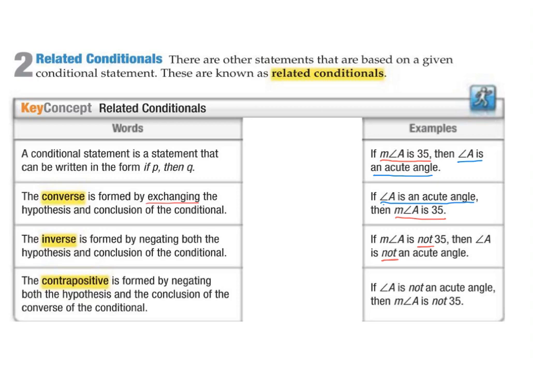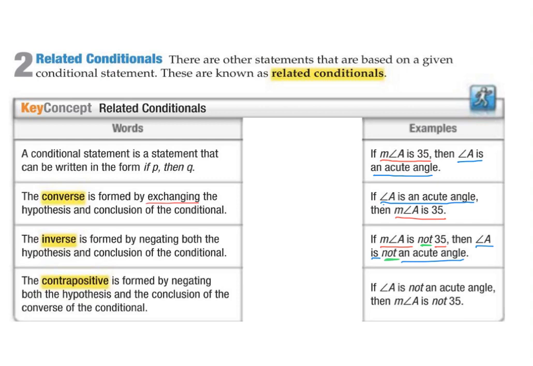So the order switched. For an inverse, the order stays exactly the same. So it is, if measurement of angle A is not 35, then angle A is not an acute angle. The only difference for the inverse is that notice now there is a word not, negating it, making it like opposite, saying it is not true.